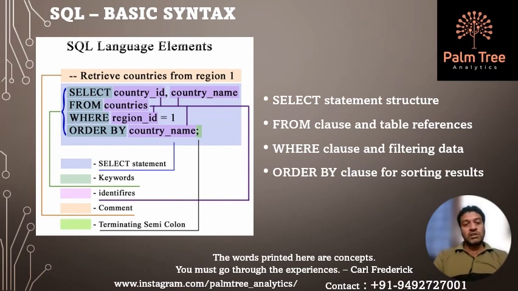Order by clause. The order by clause sorts the result set based on specified columns, either in ascending or descending order. Using these fundamental elements, we can construct powerful queries to extract precisely the data we need from the database.